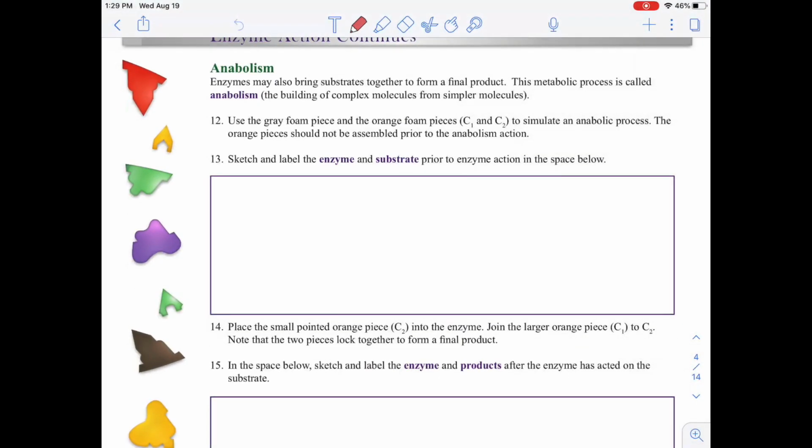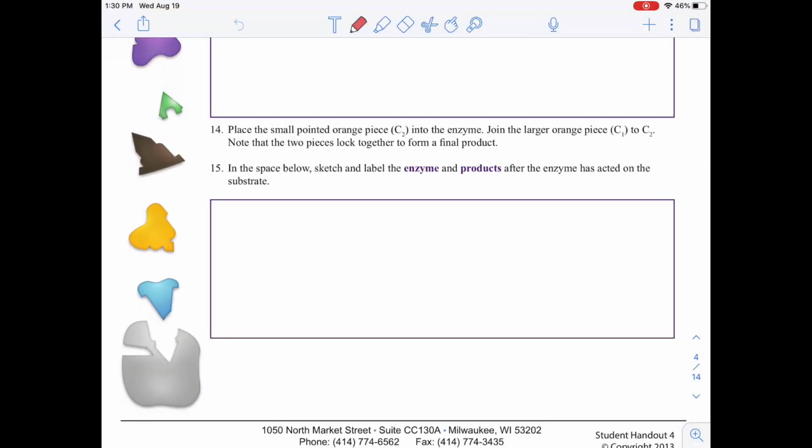Okay, so number 13 wants you to sketch and label the enzyme and substrate prior to enzyme action. So that's at the very beginning of what I just showed you. So take a second, pause, and draw what I just showed you. Once you've drawn for 13, 14 says to place the small pointed orange piece into the enzyme and join the larger piece. I already showed you that. Number 15, in the space below, sketch and label the enzyme and products after the enzyme has acted on the substrate. So the ending of my video, when the two orange substrates are together to make one final product. So go ahead and sketch that now.